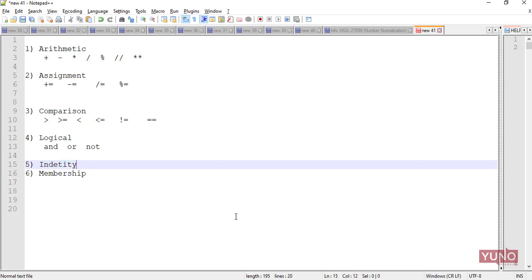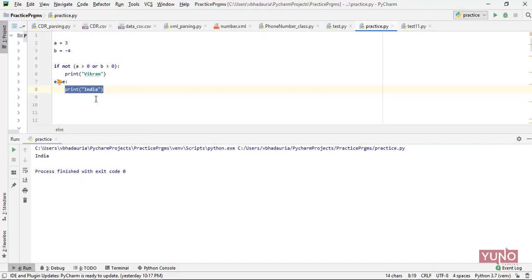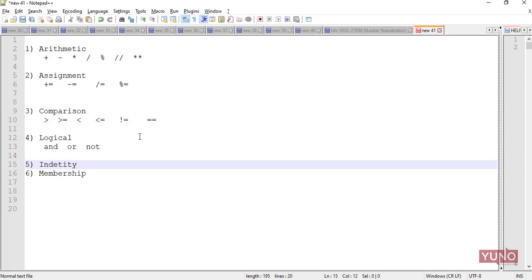And for the identity operators, I will tell you now. What are the identity operators? The identity operators are those operators which are going to tell you about the identity, whether that particular variable is equal to that type or not. Okay, so I will just show you a simple basic example here.